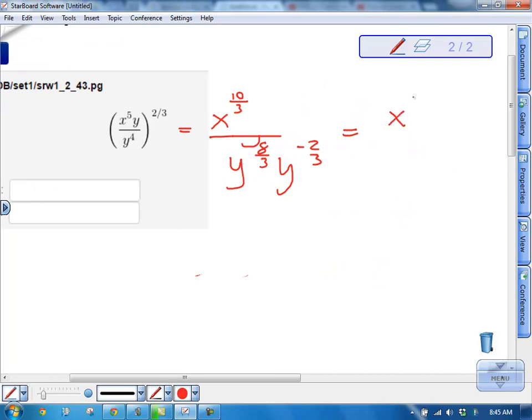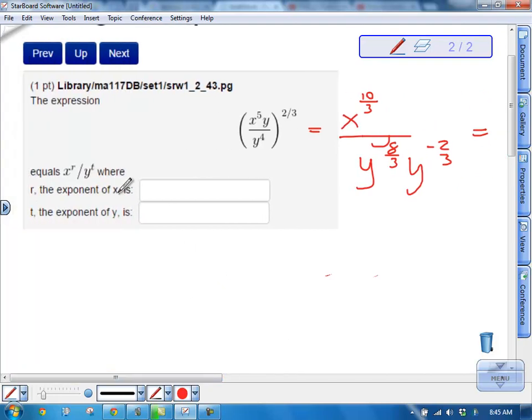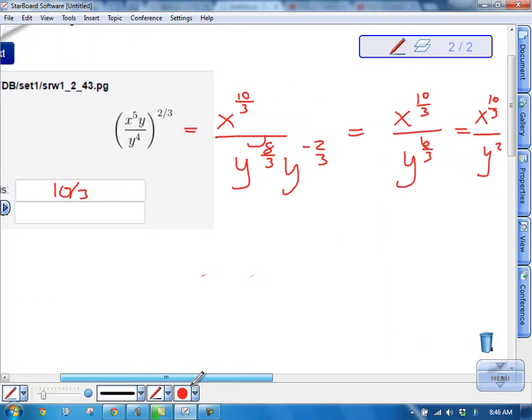So it'd be x to the 10/3 over y to the 6/3, which is x to the 10/3 over y squared. So right here, they're looking for the exponent, which is 10/3 on x, and then on y, they're looking for the exponent on y, which is just 2.